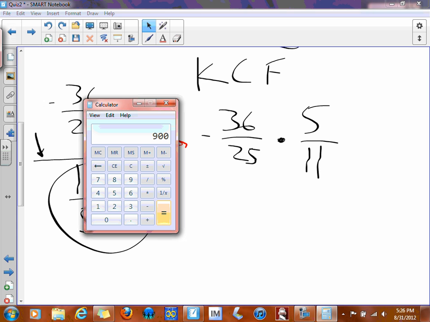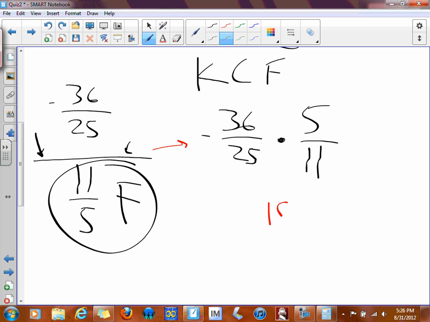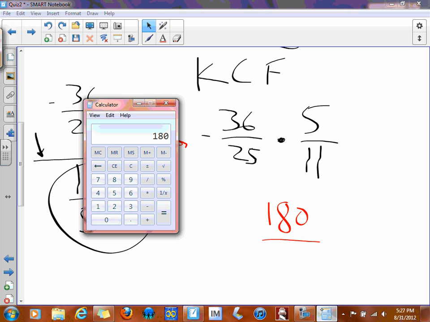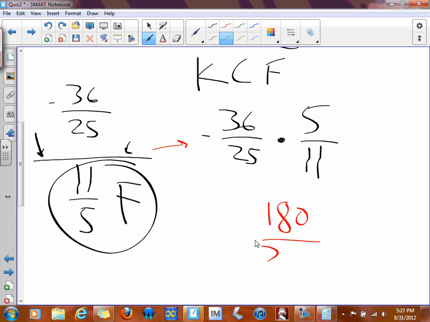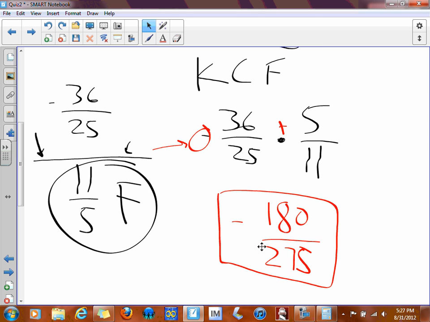Is that right? Let me just check. I think I may have messed up. 36 times 5 is 180. And on the bottom, I got 25 times 11, and that's 275. Okay, keep in mind this is a negative times a positive, so this is going to be negative. All right, look. I took that big old ugly thing and I simplified it down.